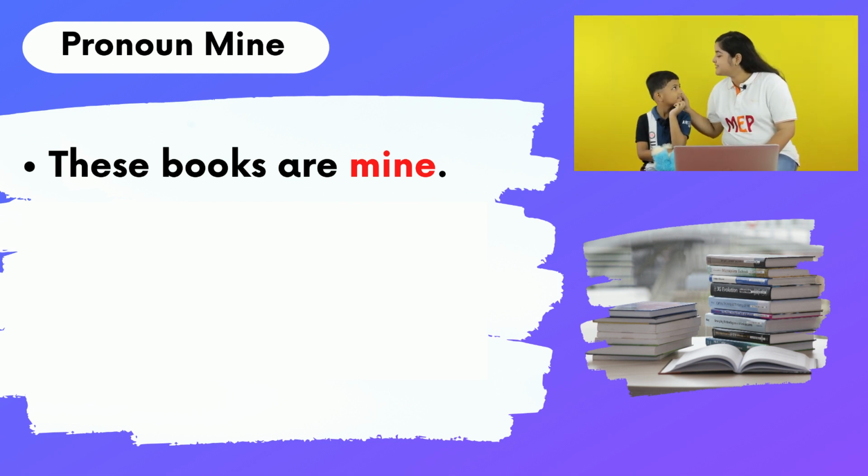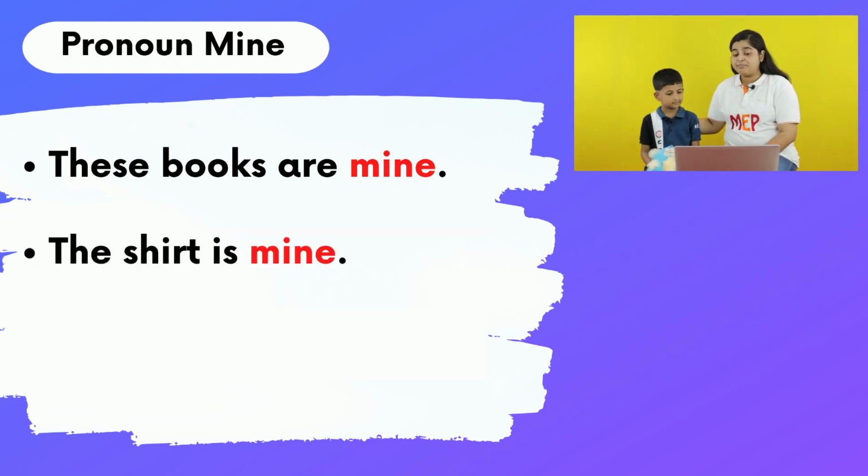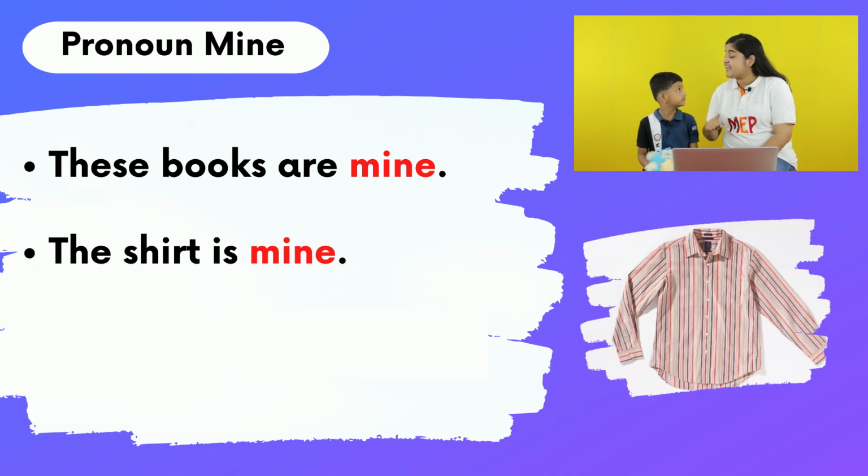I can tell what this little brain is thinking, that yes, what is the difference between pronoun my and pronoun mine, right? Yes. It's very easy. Pronoun my and pronoun mine both are used to show what thing belongs to which person. But pronoun my is followed by a noun, which means it is a possessive adjective. But pronoun mine is not followed by a noun, which means it is a possessive pronoun which comes at the end of the sentence. So Rudy, our second example of pronoun mine is the shirt is mine.